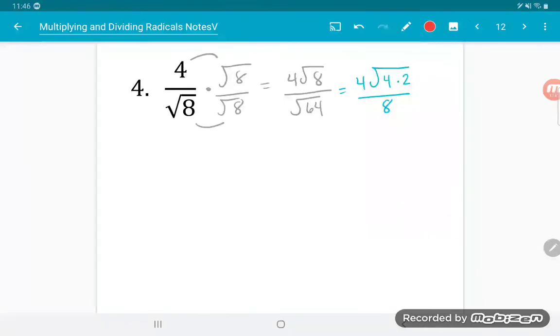Once you take the square root of 4, on the outside, you have 4 times 2, a radical 2, and then bring your 8 on the bottom. When you multiply 4 times 2, you're left with 8 radical 2 over 8. Remember, we have to simplify. 8 divided by 8 simply equals 1. The final answer is radical 2.